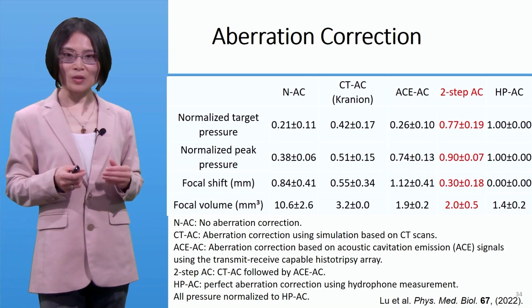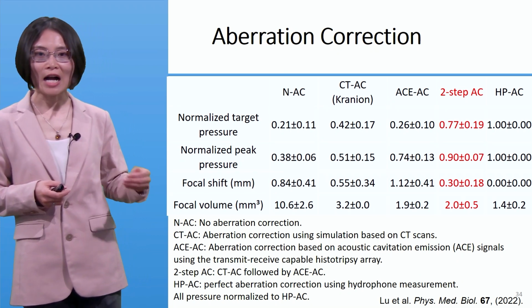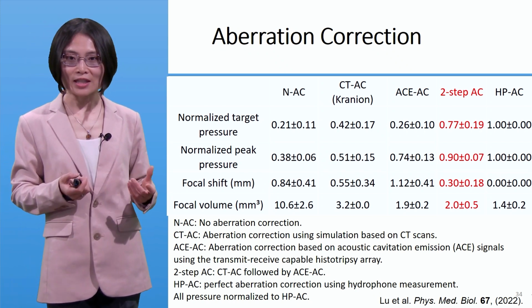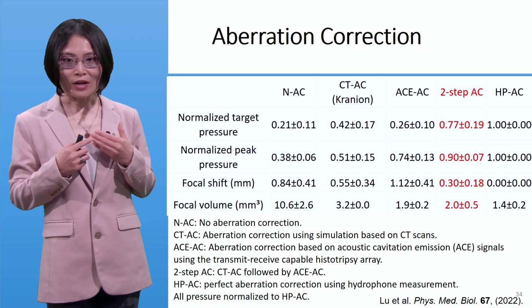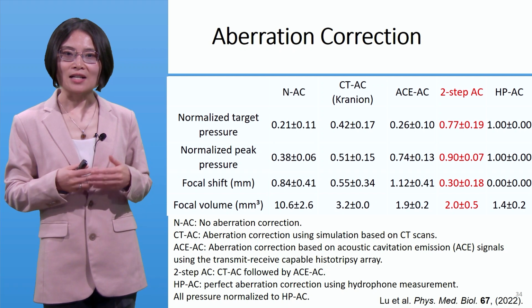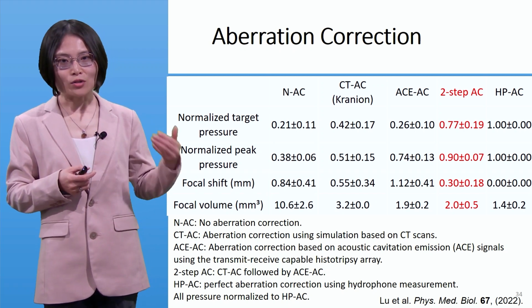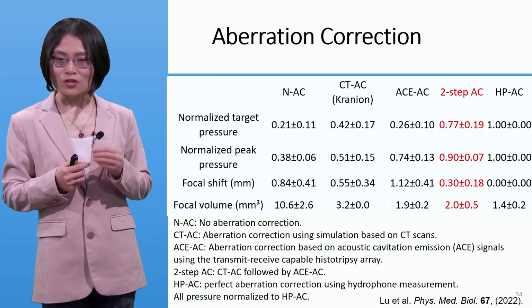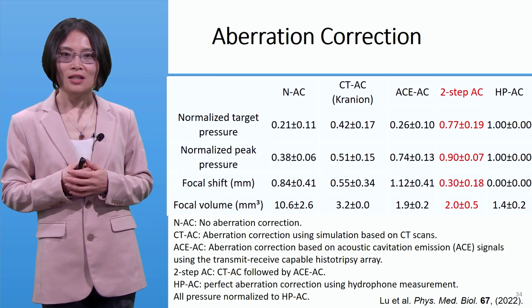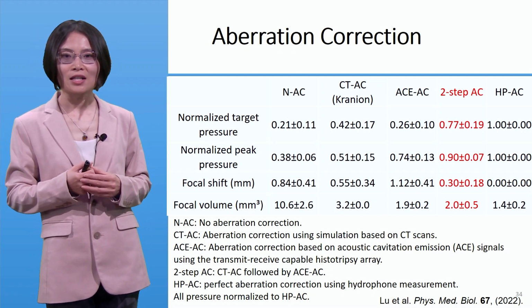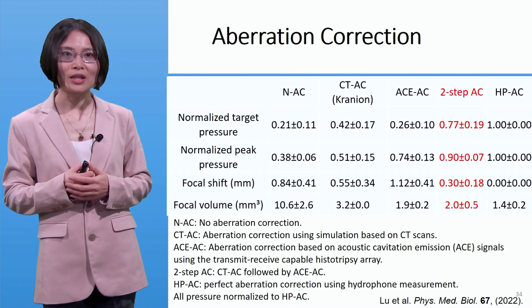Because the speed of sound in bone is much higher than in soft tissue, and the skull is not uniform in thickness, when ultrasound propagates through the skull there's going to be a defocusing effect, and the ultrasound pressure is going to be significantly reduced. That is a phenomenon termed the aberration effect. So in order to treat through the skull, we have to correct for the aberration effect, and there are different ways of doing it.